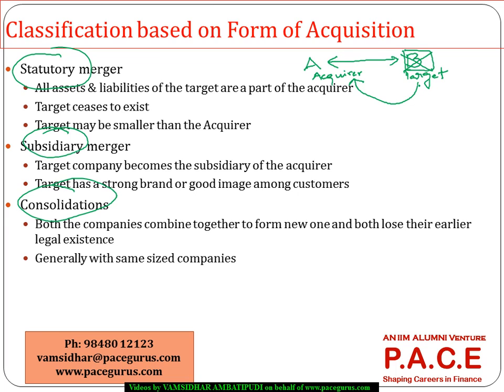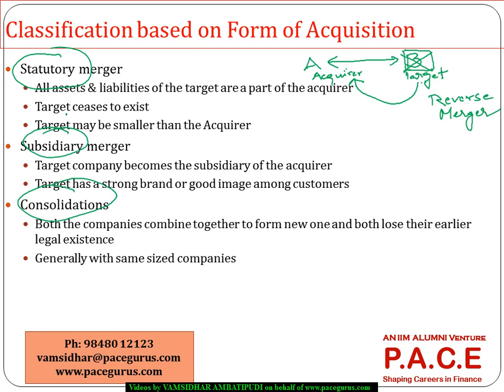But in most of the cases, the target is smaller than the acquirer; in some cases we find the target itself is bigger than the acquirer, something like the case of a reverse merger. So in a regular merger, the target may be smaller compared to an acquirer, but in some cases we have seen the target is much bigger than the acquirer also. But the basic aspect in case of a statutory merger is that the target company will cease to exist, and it's only the acquiring company that would exist legally.